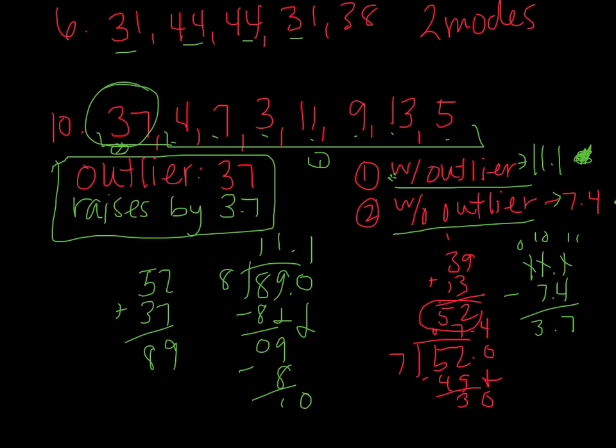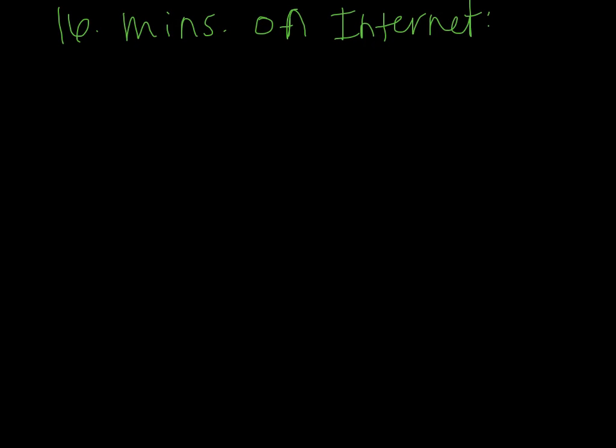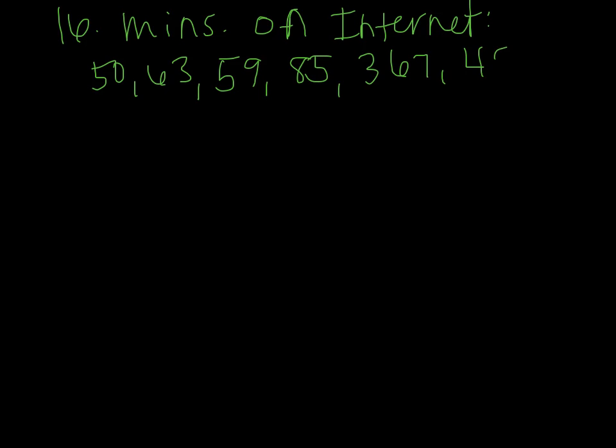Okay, let's try number 16. That's going to be the last one we're going to try out. Number 16 says, which measure of central tendency best describes each group of data? So it's minutes on the internet, and abbreviate that, on internet, and colon, 50, 63, 59, 85, whoa Nelly, outlier, 367, that's way different, and 48.